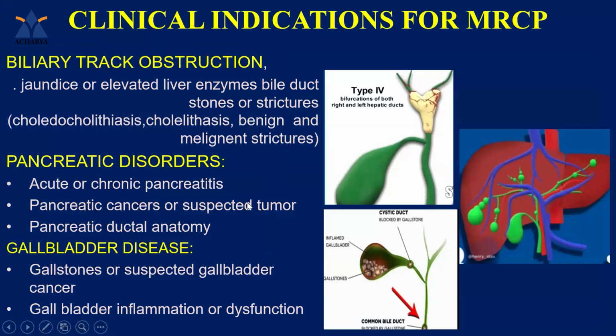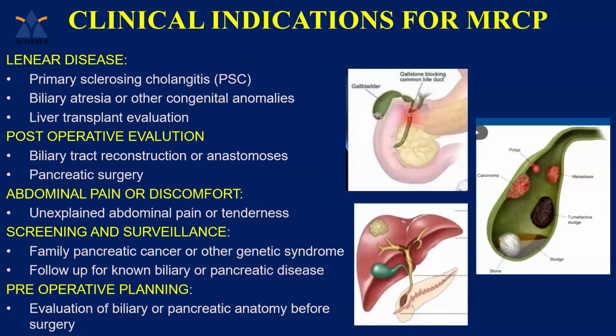The clinical indications for MRCP are the clinical uses of MRCP. We can find diseases in MRCP like jaundice, elevated liver enzymes, and pancreatic disorders, acute and chronic pancreatitis, pancreatic cancers, suspected tumor, pancreatic ductal anatomy, and gallbladder disease, gallstones or suspected gallstones, cancer, and gallbladder inflammation or dysfunction. Also post-operative evaluation, abdominal pain and discomfort, screening and surveillance, and it is very useful for pre-operative planning for evaluation of biliary tree anatomy and after surgery.